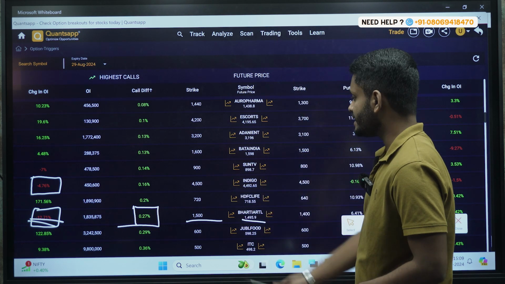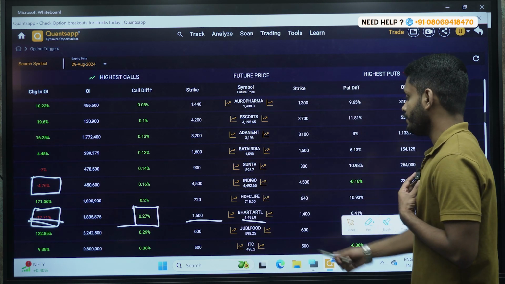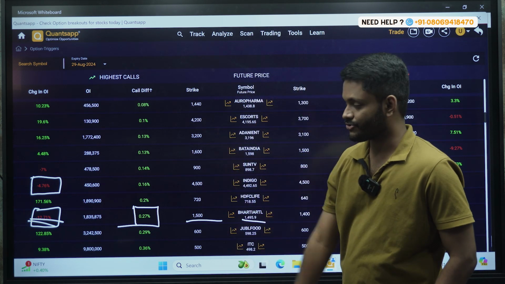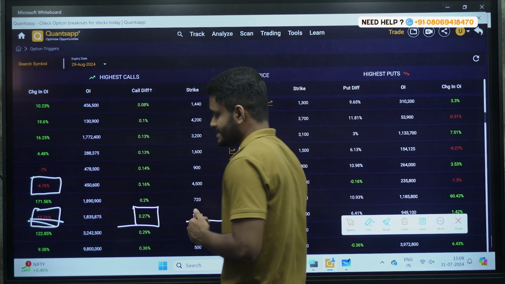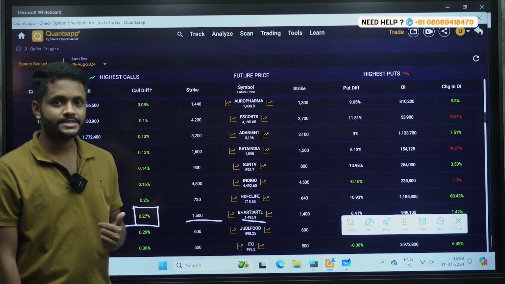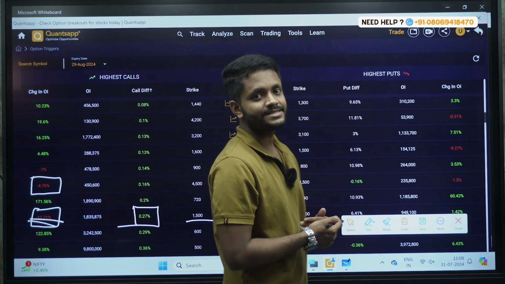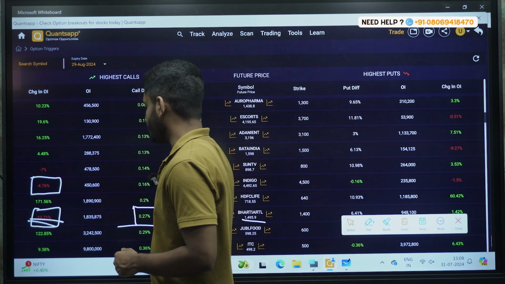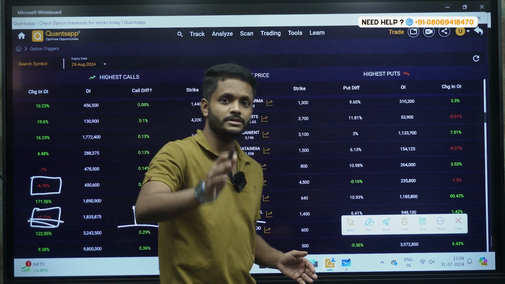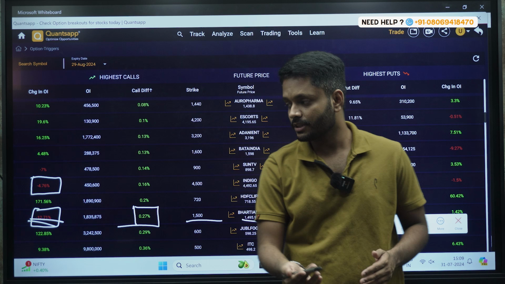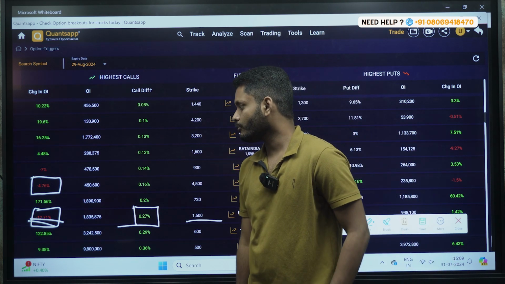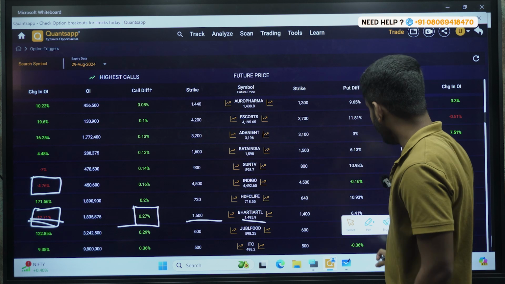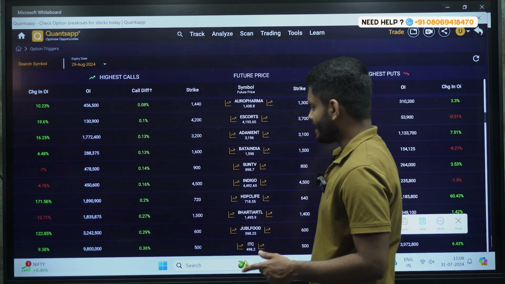Here I can see 12% unwinding in Bharti Airtel at the 1500 strike. The 1500 strike, which is considered a resistance as of now for August expiry, is getting weaker because the call writers believe that 1500 is no more safe. There is a possibility that the stock might break out on the upside and give decent momentum. That is why 12% of contracts have been unwound. So unwinding has started.